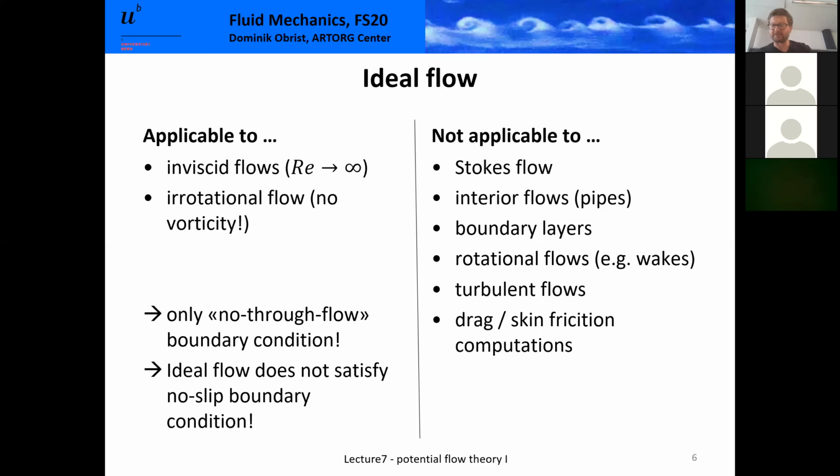Okay, so let's get started. Let's get started with the theory of potential flow, or the theory of ideal flow, if you wish.